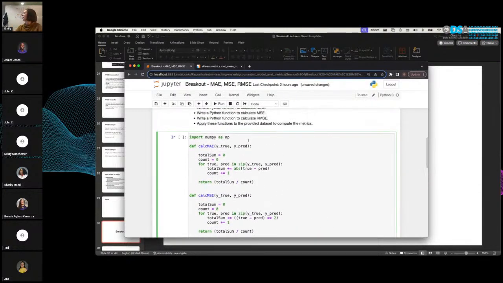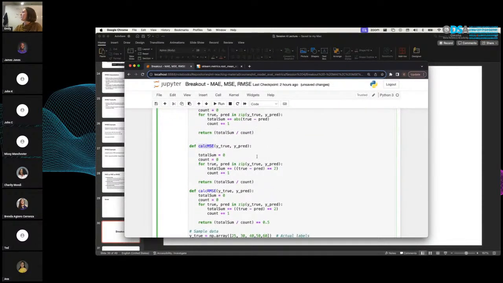There we go. So we have calculate mean absolute error. We're setting the total sum equal to 0 and the count equal to 0. And then for the true and the predicted values in zip true pred, so we're zipping those together so we can loop over both of them. Total sum is the absolute value of the true value minus the pred, and then we're increasing the count by 1. Then at the end of this, we're just dividing by that count. So we're counting how many there are in our set, taking the absolute value between true and pred, adding each of those together. That's becoming our total sum, and we're dividing by the count. Great work.